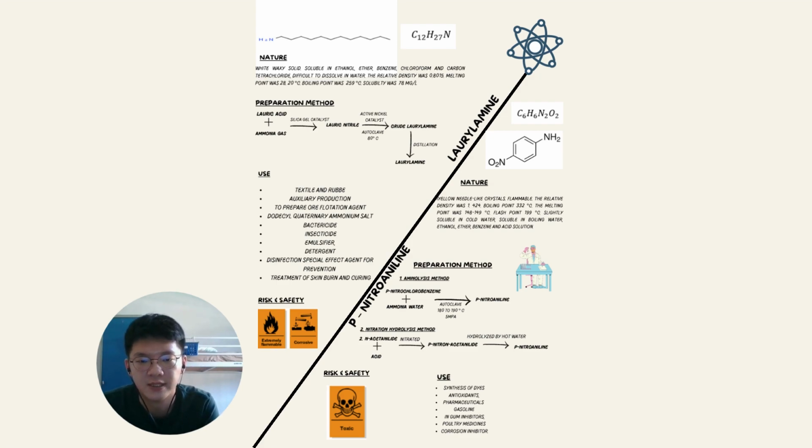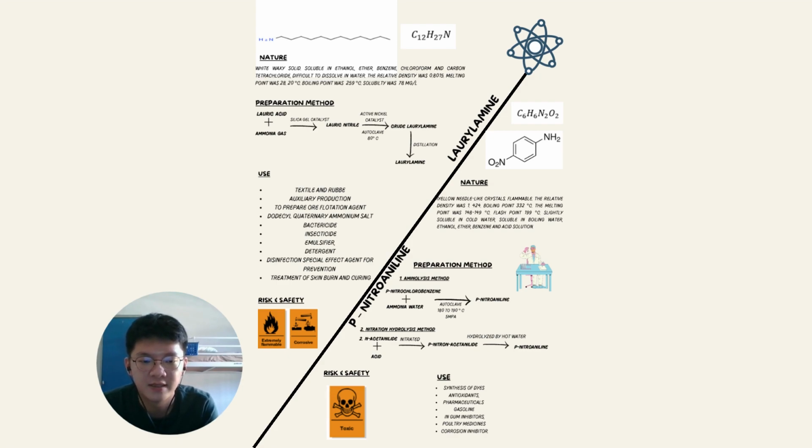So today I will present about my poster. These posters consist of two chemicals that I chose, which are the amine and the para-nitroaniline. So first is the amine, also called dodecanamine. The chemical formula is C12H27N.